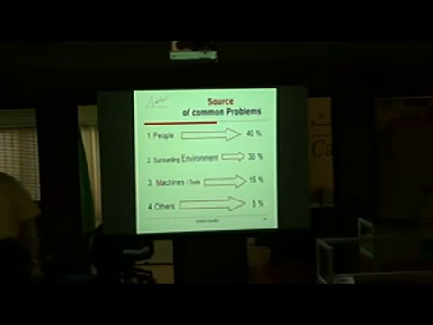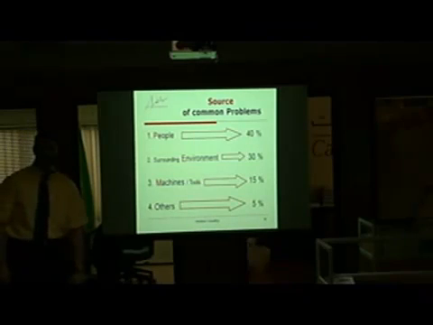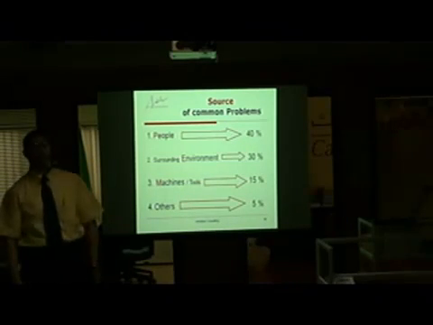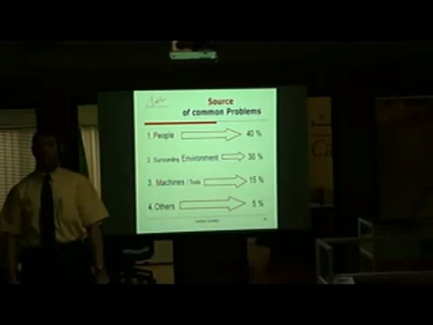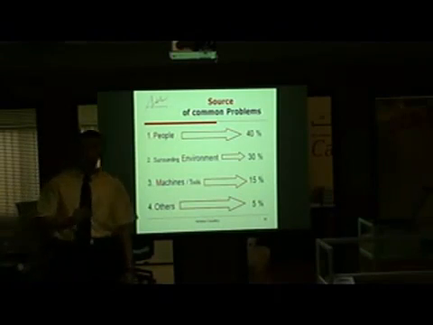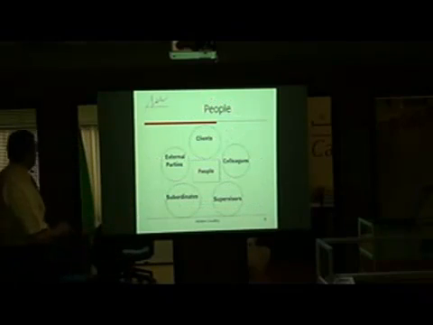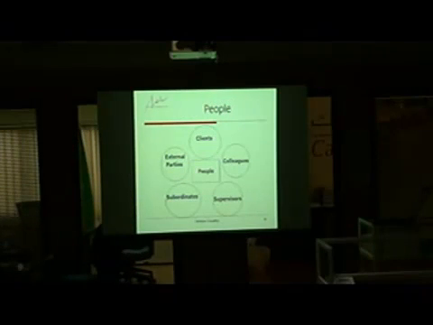If we look at people, they are forming 40% of business problems. If you are only able to work on this element, you would be able, hopefully, to solve 40% of business problems. 40%. People, maybe clients, colleagues, supervisors, poor subordinates.